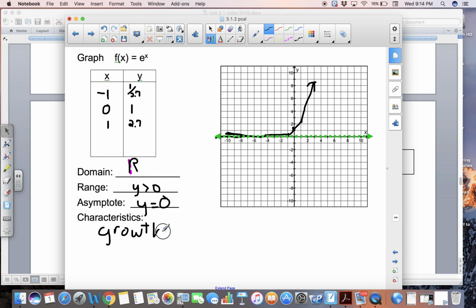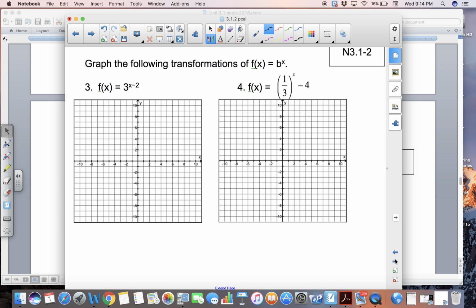Okay. All right, so we're going to take these basic curves and just do some transformations. Remember, if it's on the inside, next to x, it's an x transformation. If it's on the outside, it's a y transformation. X does the opposite of what you think it should do, and y does what it says. So if you look at this, it says 3 to the x minus 2, so this is a shift 2 to the right. It does kind of help to do a table and put the asymptotes on there as well.